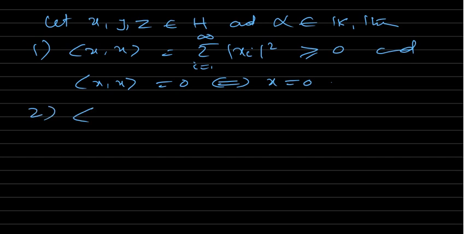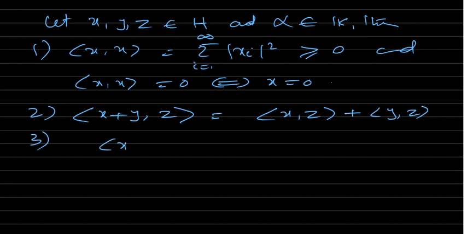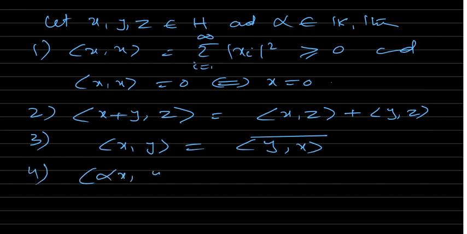And the second property, it's <x+y,z>. You can easily verify. As we did in c00, it's the same thing here. And you can check this property also. This is <y,x> conjugate, the conjugate symmetry, and you can see this last property. They are very simple, you can easily do these things.